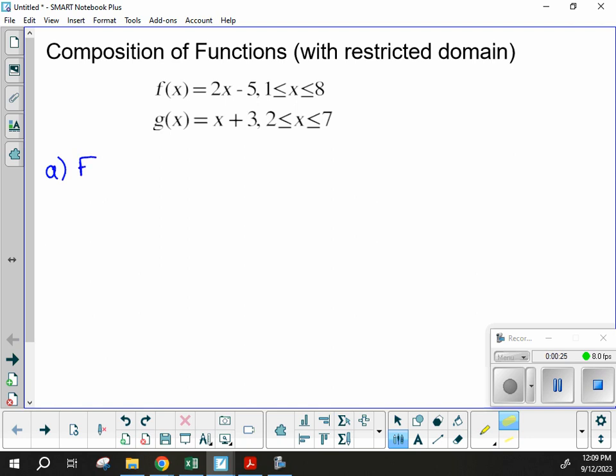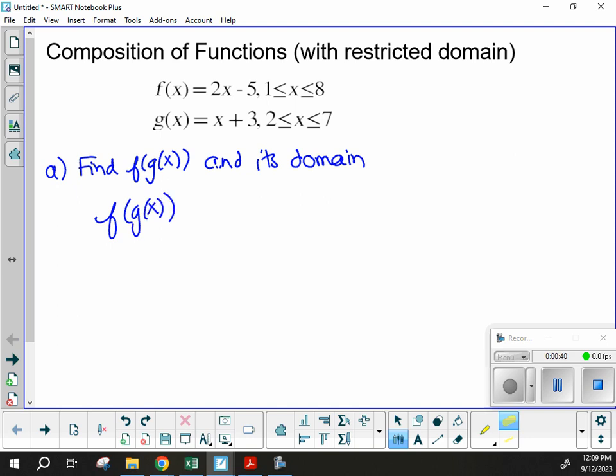Part A, let's find f of g of x first and its domain. Now, if you just look how this is written, f of g of x, when we're working with the composition, we always want to work from the inside out. So we're going to take that inner layer, g of x, and replace it with what g of x is equal to, which is just x plus 3. That is a substitution, not multiplication.